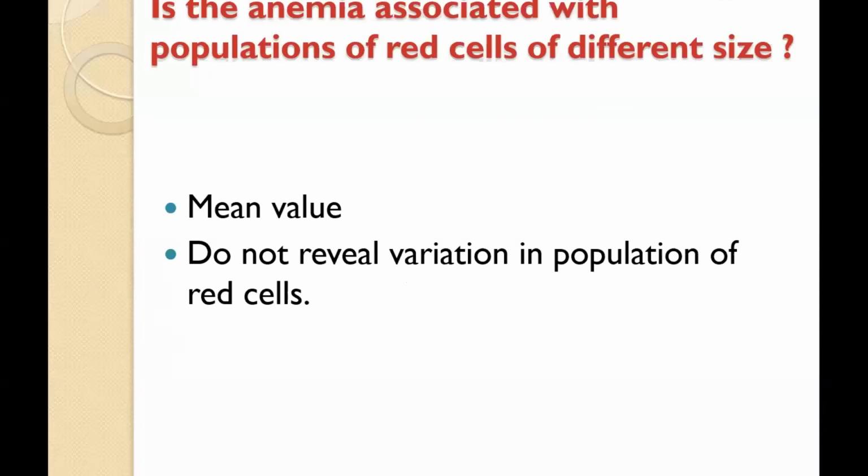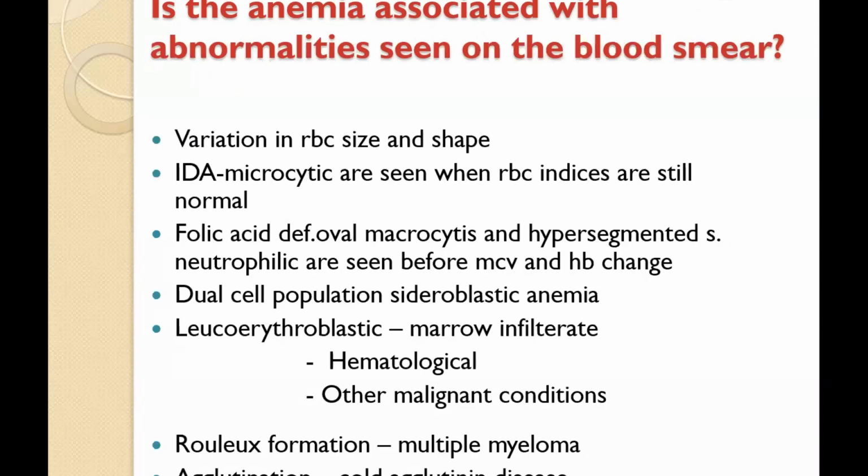And we have to understand this MCV is a mean value. It is not telling you about the variation in the population of red cells. When we are finding anemia, careful evaluation of the blood smear is very important. In this, we find variation in red cell size and shape. In iron deficiency, we find microcytes even when RBC indices are still normal.